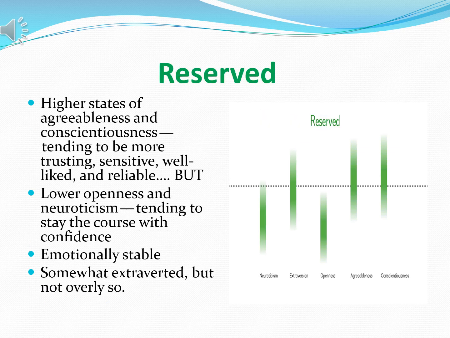The next personality type, according to this study, is the reserved personality. They have higher levels of agreeableness and conscientiousness, and they tend to be more trusting, sensitive, well liked, and reliable. But at the same time, they are on the lower side of openness and neuroticism, and tend to stay the course with confidence. Emotionally stable, somewhat extroverted but not overly so. This is another type of personality, which is based on the Big Five traits.